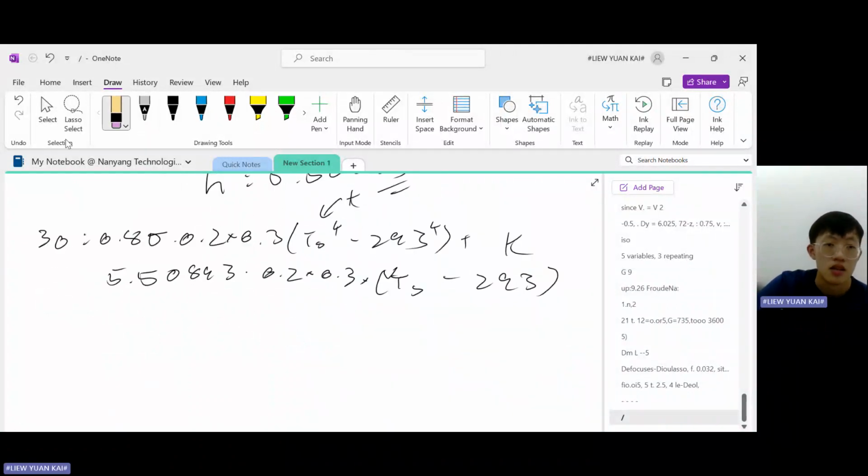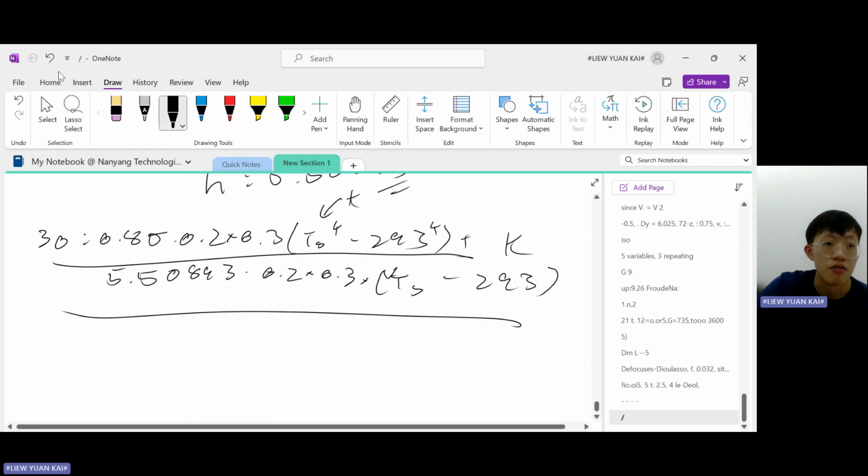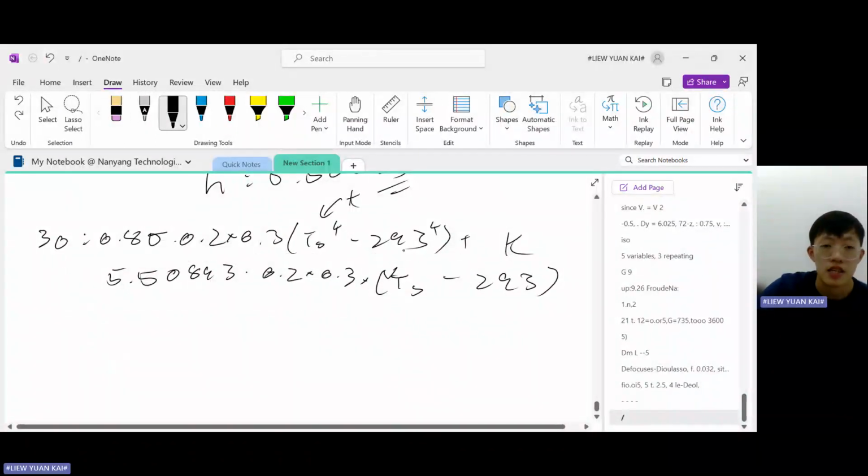Okay, so we have one whole equation with one unknown. Your unknown is Ts. But the problem is we have a fourth power polynomial, so this is not easy to solve by hand. So we use our graphing calculator. I'm going to stop sharing and share my calculator.